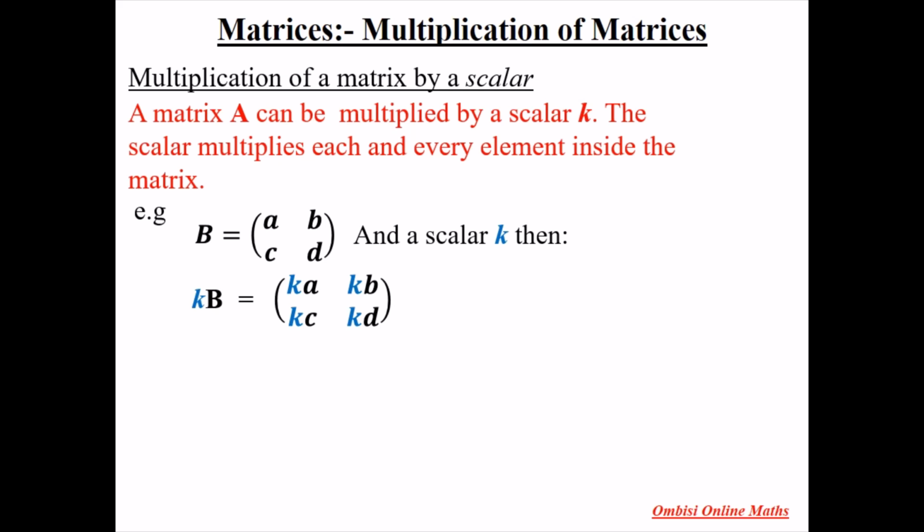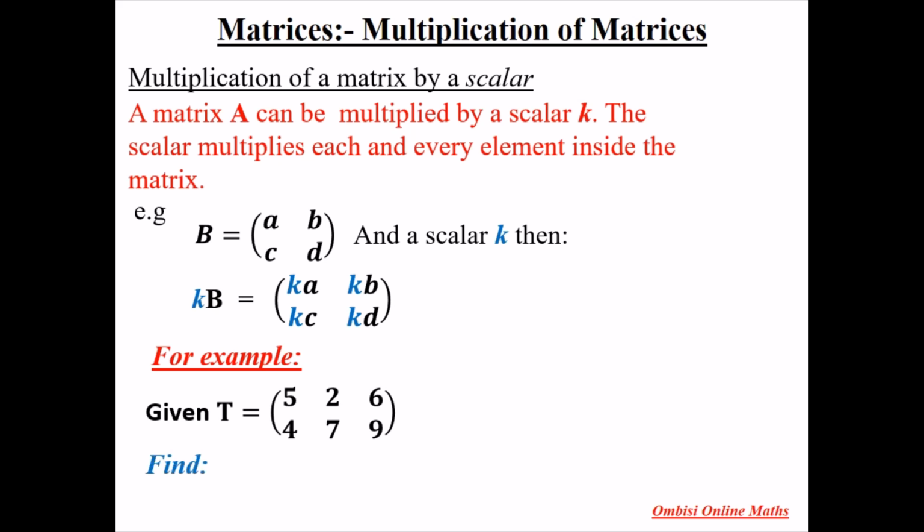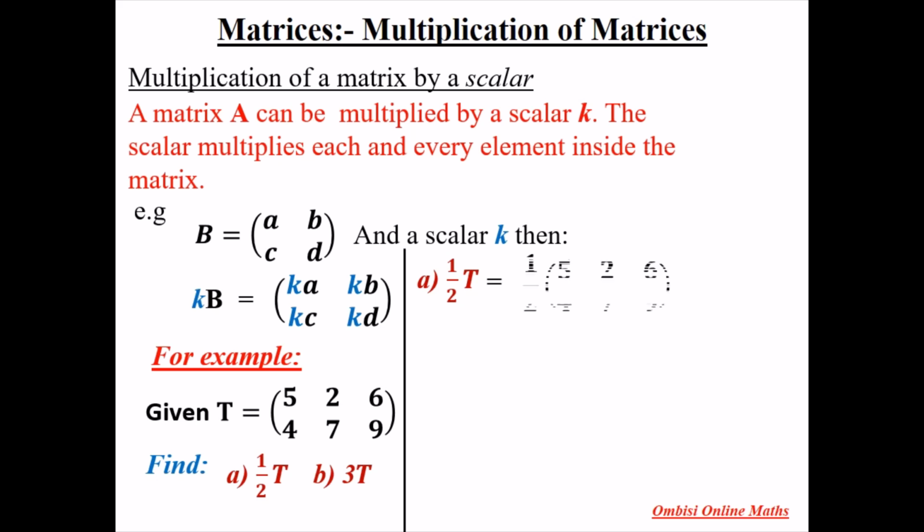For example, given a matrix T as 5, 2, 6, 4, 7, 9, find part A, a half of T, and then part B, 3T. So half of T means that, let's create more space, we will take each and every element inside the matrix and multiply it with a half.